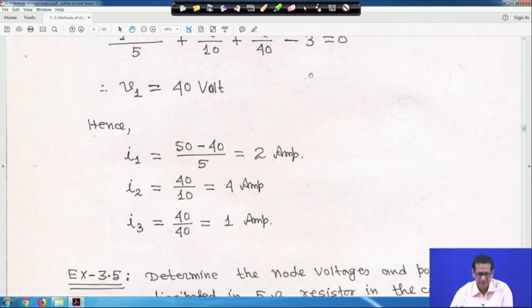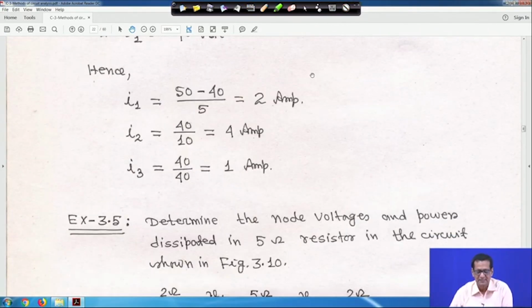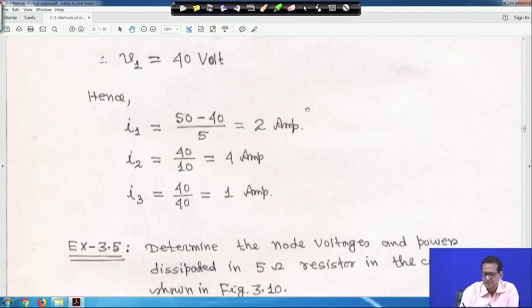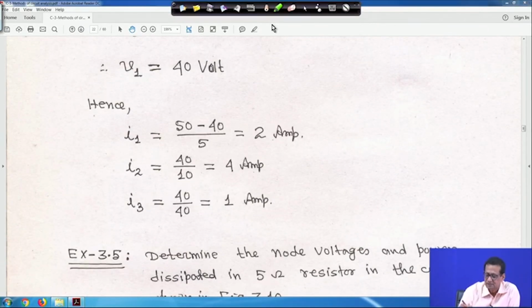Therefore I1, I2, I3 you can easily calculate. I1 is equal to 50 minus V1 by 5, so it is 2 ampere. I2 is equal to V1 by 10, so 40 by 10, that is 4 ampere. I3 is equal to 40 by 40, that is 1 ampere. So this is your answer.